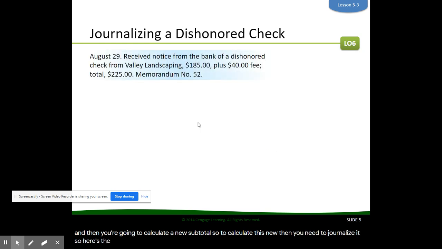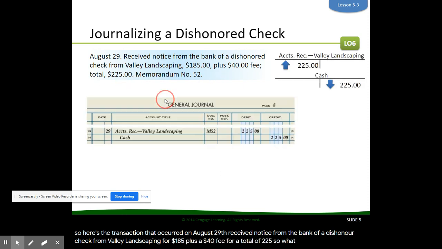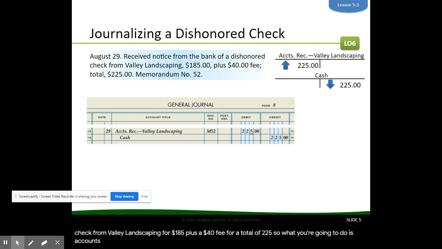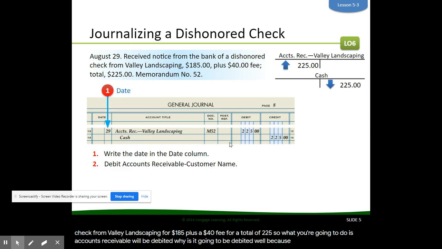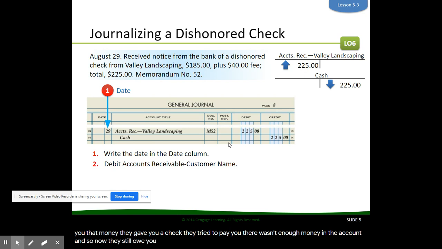So here's the transaction that occurred. On August 29th, received notice from the bank of a dishonored check from Valley Landscaping for $185 plus a $40 fee for a total of $225. So what you're going to do is accounts receivable will be debited. Why is it going to be debited? Well, because the customer now owes you that money. They gave you a check, they tried to pay you, there wasn't enough money in the account, and so now they still owe you that money in addition to the fee that you were charged as a result of their negligence.